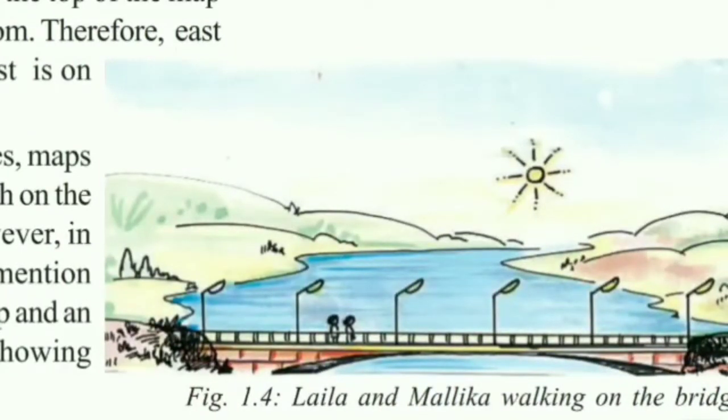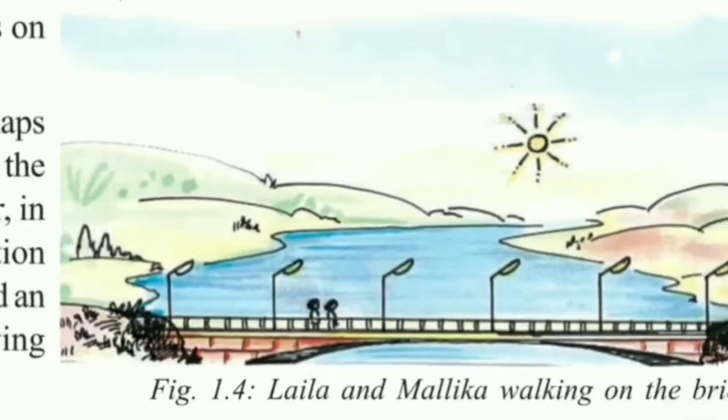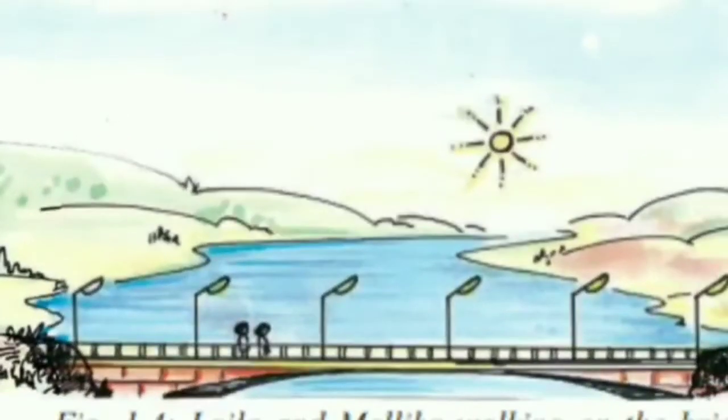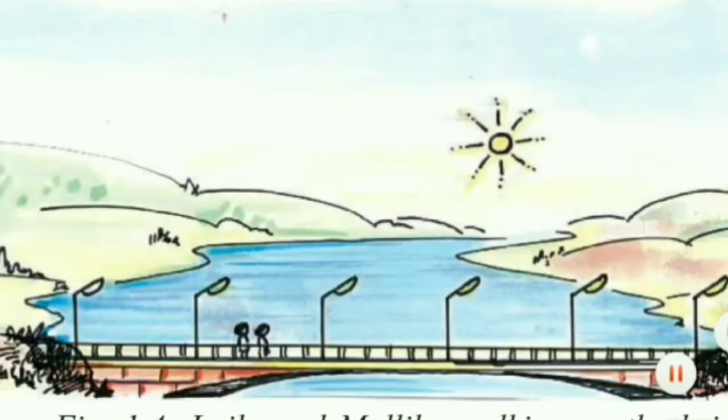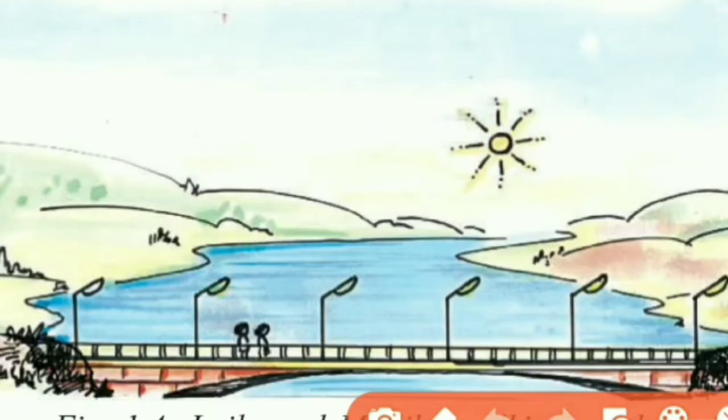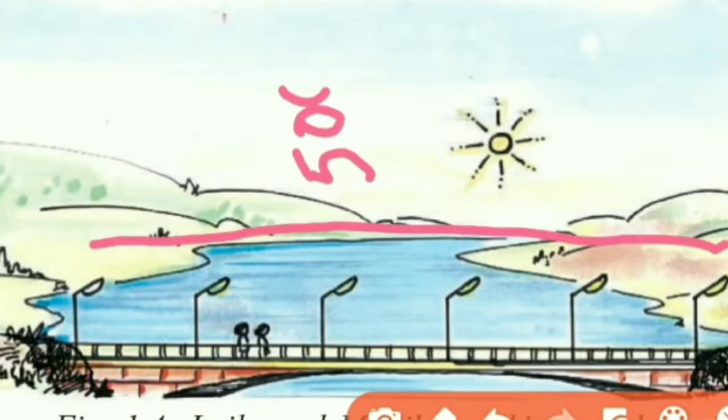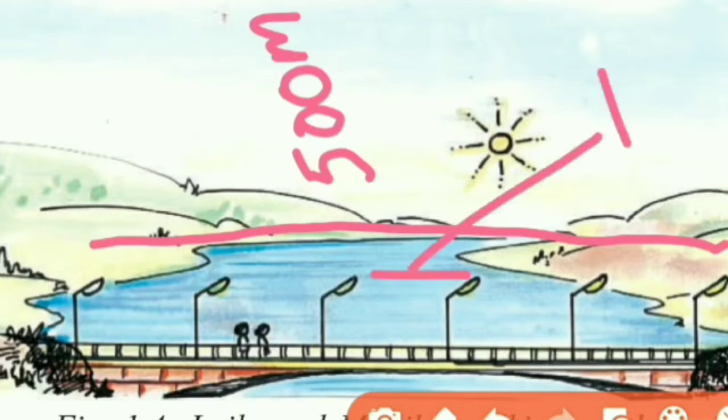See here figure 1.4, Laila and Mallika walking on a bridge. On the bridge, the 2 girls are walking. In the street lamps you have 6 lamps, and the distance between 2 lamps is about 100 meters. The length of the whole bridge is 500 meters. And the distance between 2 lamps is 100 meters.